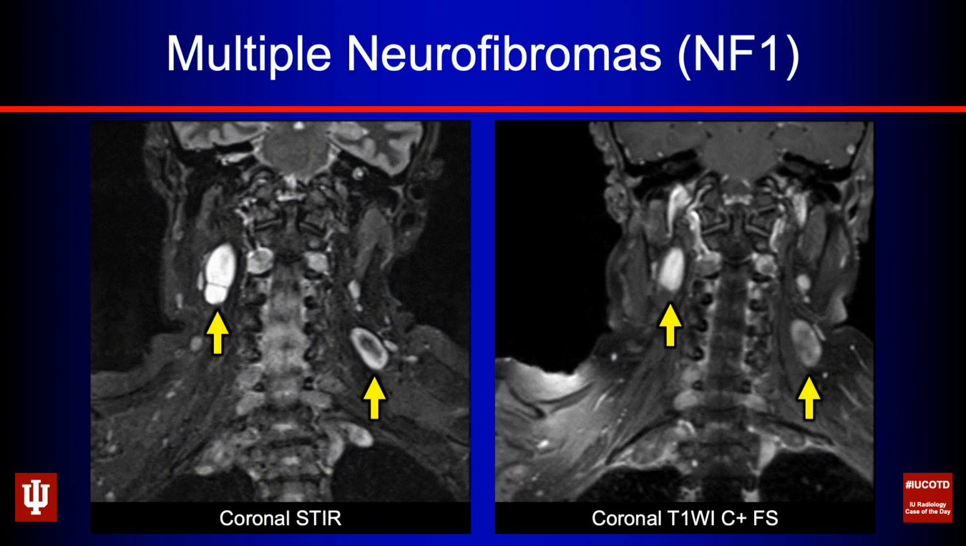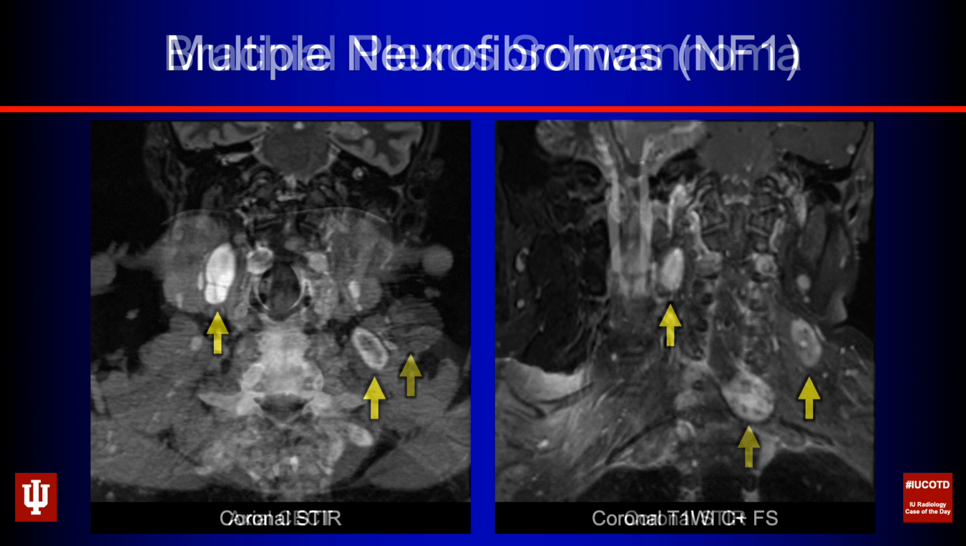This is a patient with multiple neurofibromas. You can see on the coronal STIR image, some of them are quite bright. The one on the right side of the image that the yellow arrow is pointing to has that target sign. And these enhance avidly, but maybe a little heterogeneously for some of them. So multiple, be thinking about syndromic. This was an NF1 patient.